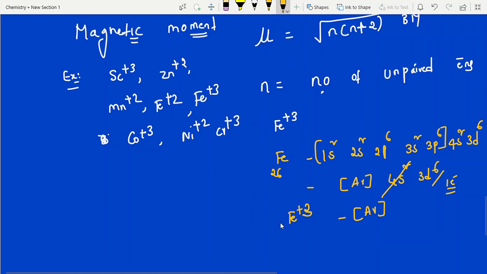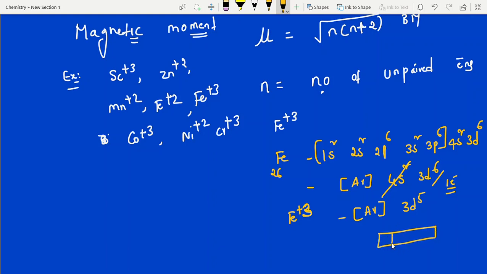Here, iron plus 3 means the ion lost 3 electrons. Where will it lose them? Systematically, the outermost electrons go first: these two are gone, but still one more has to go, from this shell. So now it becomes 3d5. Clear, students? Now write the box method.